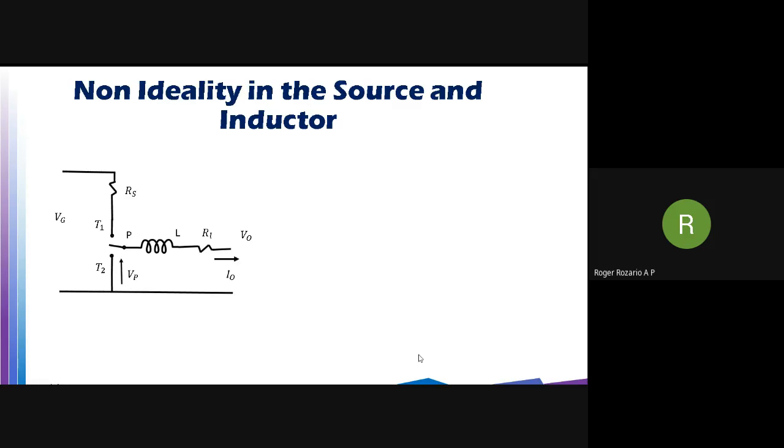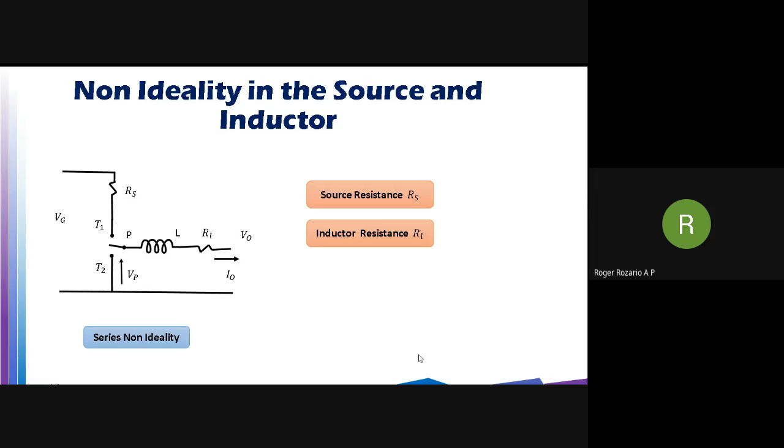In practical conditions, there will not be anything called a pure inductor or a pure source. There will be some resistive component attached along with the source and the inductor. So we call the source resistance Rs and the inductor resistance RL. Again, you see the source resistance is a series non-ideality and the inductor resistance is also a series non-ideality.